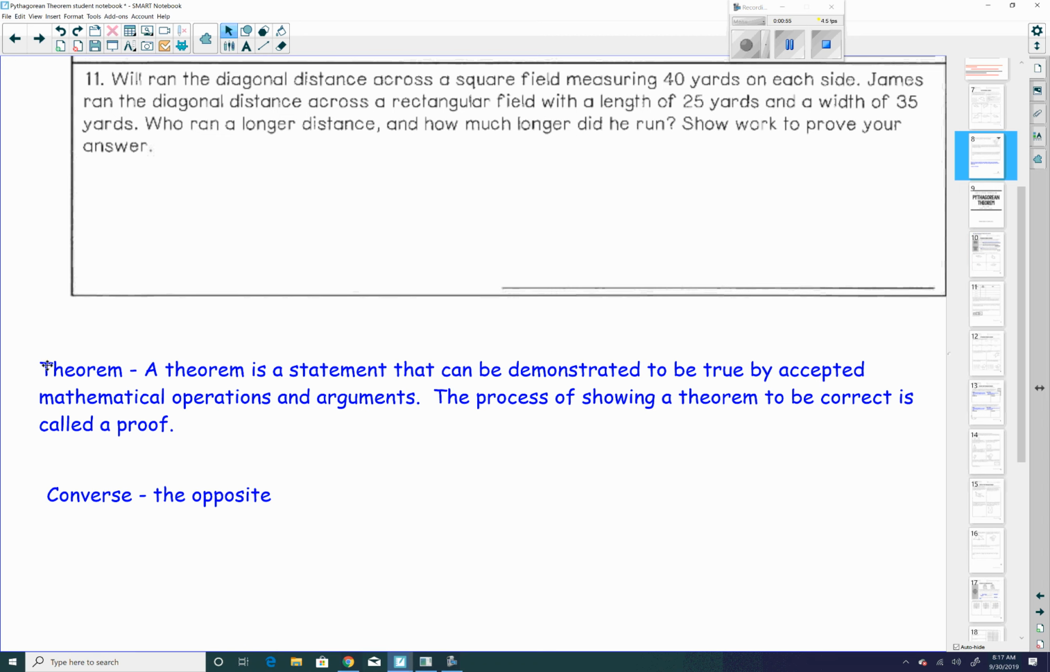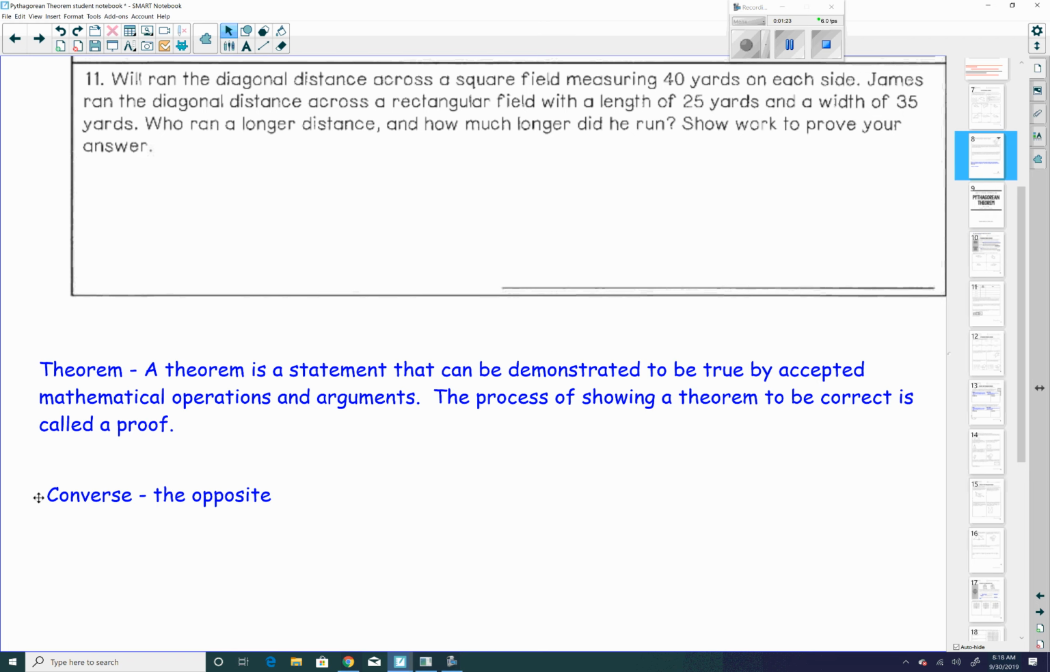define theorem. In mathematics, a theorem is a statement that can be demonstrated to be true by accepted mathematical operations and arguments. And the process of showing a theorem to be correct is called a proof. And we're going to be dealing with proofs for the next few weeks in our geometry section of our math course. So we also need to know what the converse is.